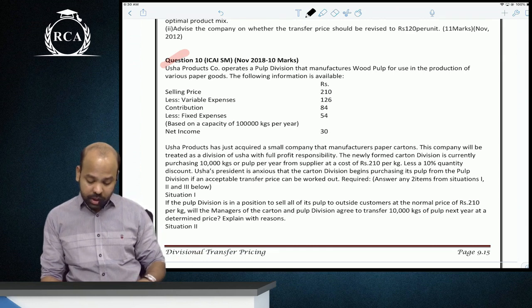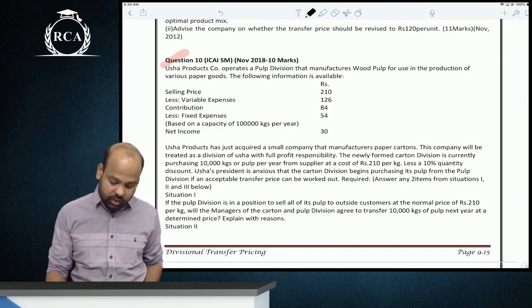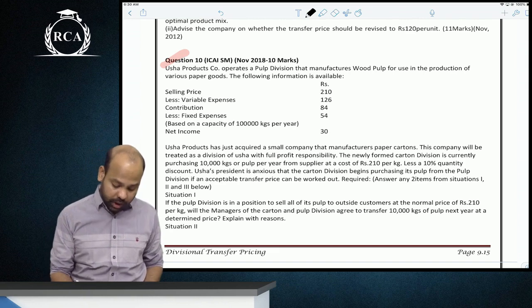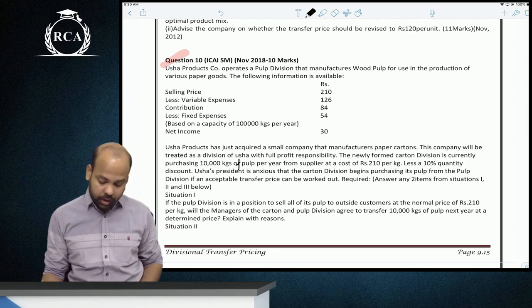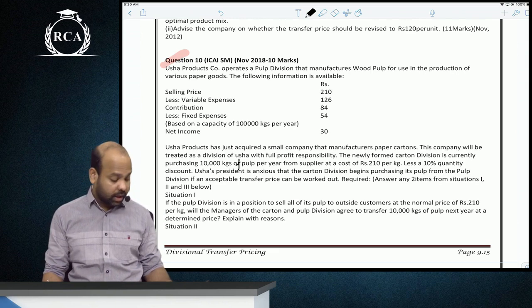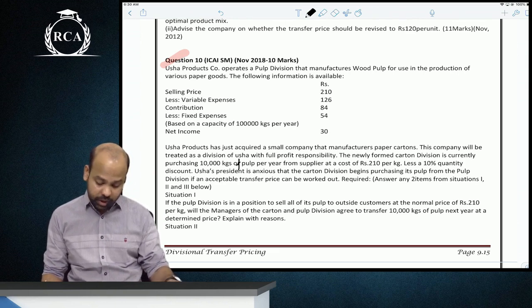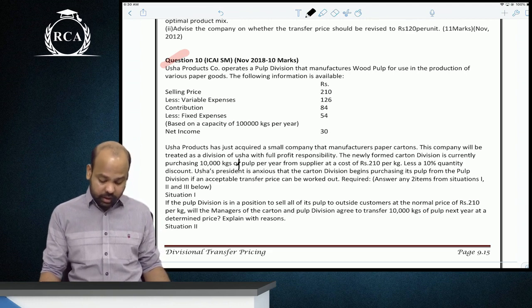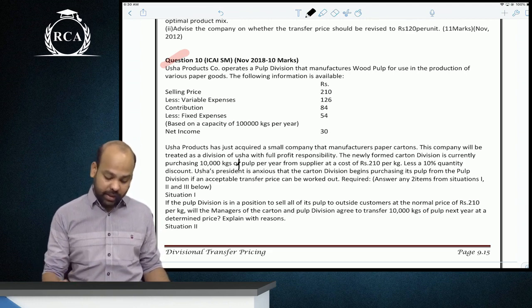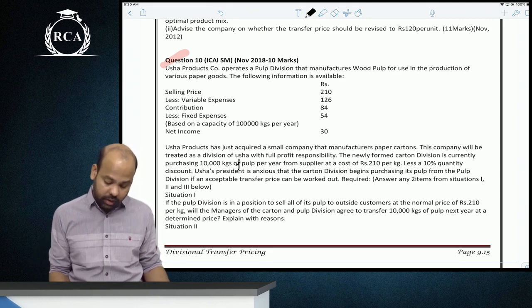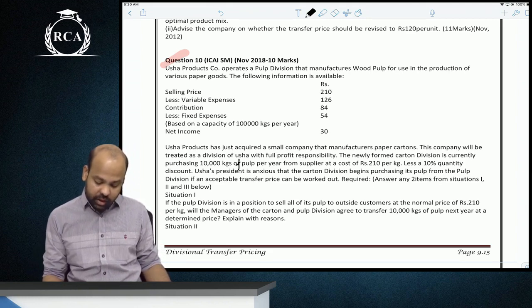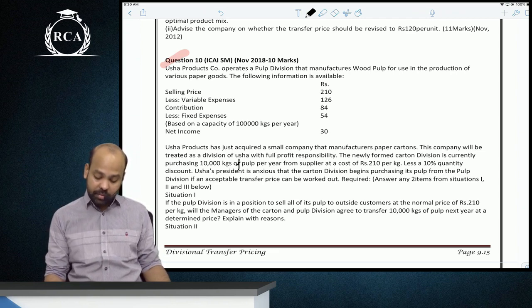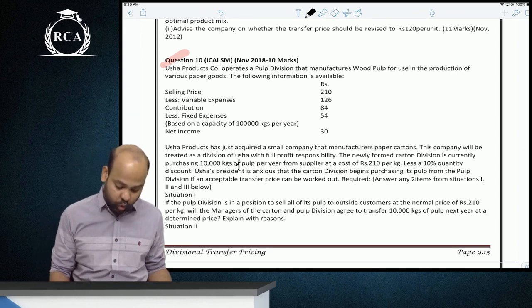The newly formed carton division is currently purchasing 10,000 kgs of pulp per year from a supplier at a cost of rupees 210 per kg, less a 10% quantity discount. So you know what the price is for procuring it from outsiders. Usha's president is anxious that the carton division begins purchasing its pulp from the pulp division if an acceptable transfer price can be worked out. Required: answer any 2 items from situations 1, 2 and 3 below.